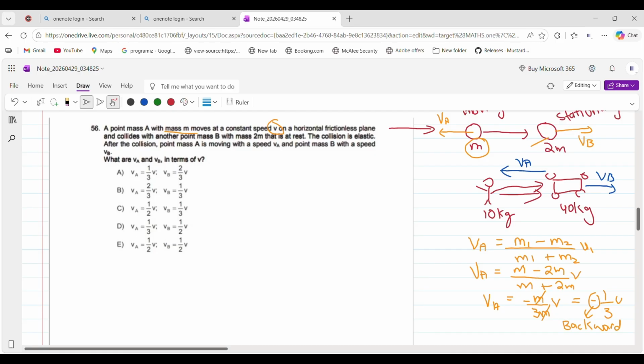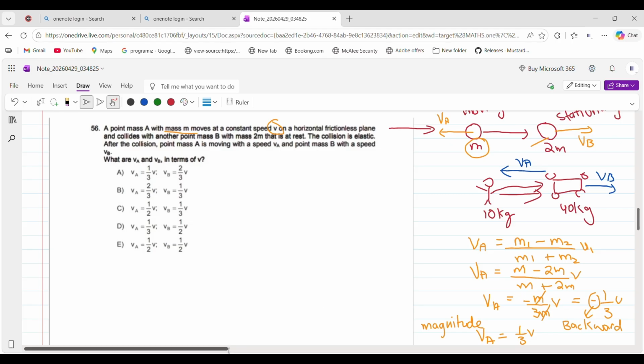They have only asked about the velocity, not direction, okay? Only the magnitude of velocity, which is 1 by 3. So the magnitude of VA is now 1 upon 3V. Now we have to find the velocity of the second object, which will again have a velocity of a smaller magnitude but in the forward direction. Okay, this I already cleared you the concept.